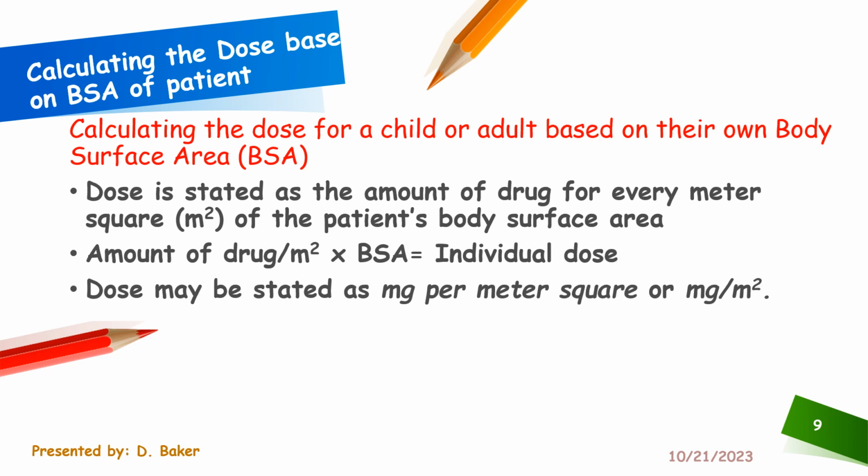Now, the doses are stated as an amount of the drug for every meter squared, in the case of body surface area. This is multiplied by the body surface area of the patient, that is, the amount of drug per meter squared times the body surface area, and that gives you what is known as the individual dose of the drug. The dose may be stated as milligrams per meter squared, micrograms per meter squared, or grams per meter squared. All of those denominations are possible. However, just note that the individual patient parameters are what is used in these calculations.